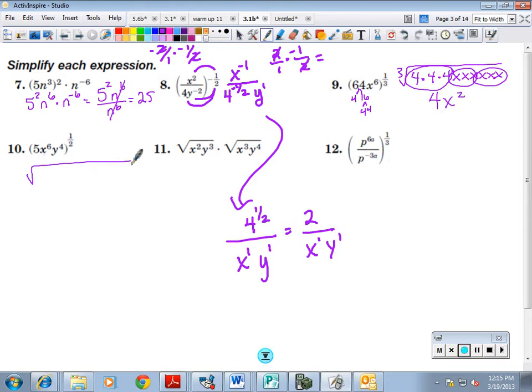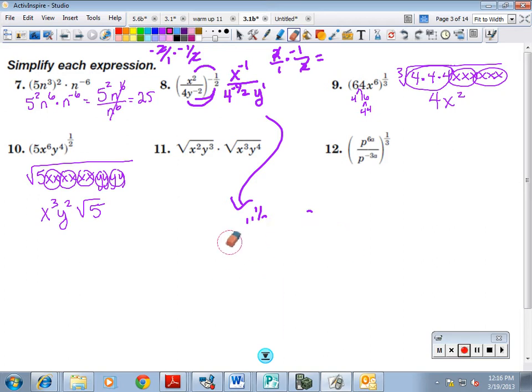This is the square root of 5. 1, 2, 3, 4, 5, 6. 1, 2, 3, 4. 1, 2, 3, 1, 2. So that's x to the 3rd, y to the 2nd, square root of 5. It's got to stay in. I'm going to erase this.